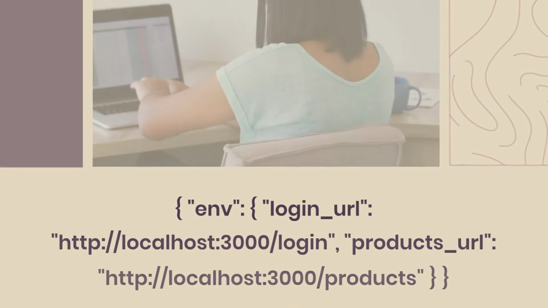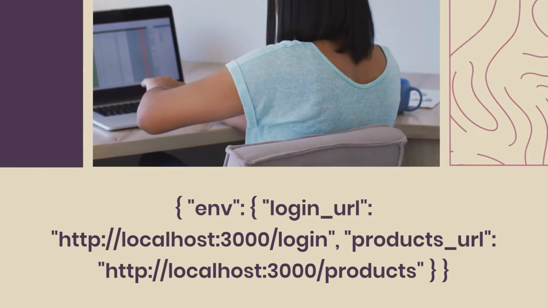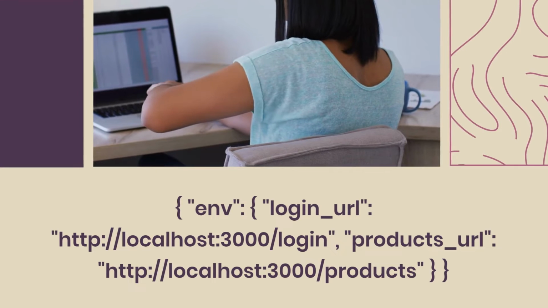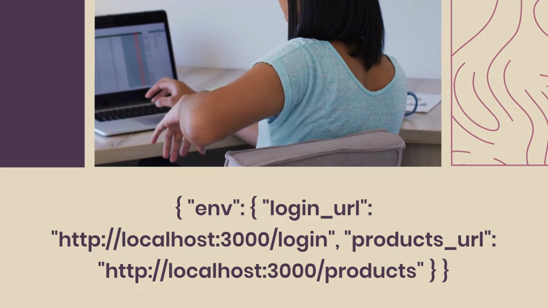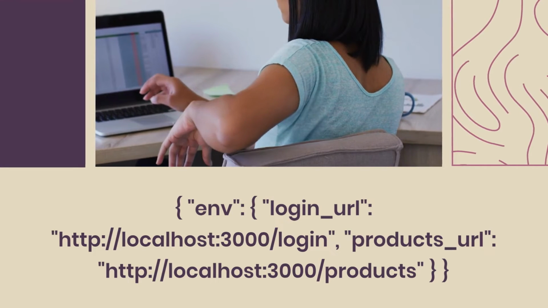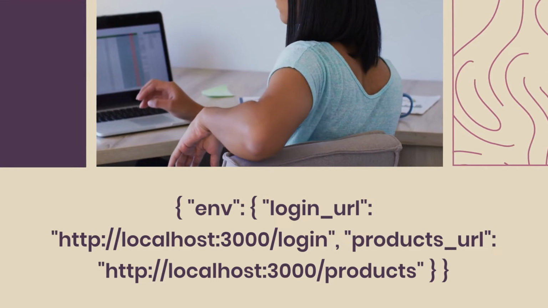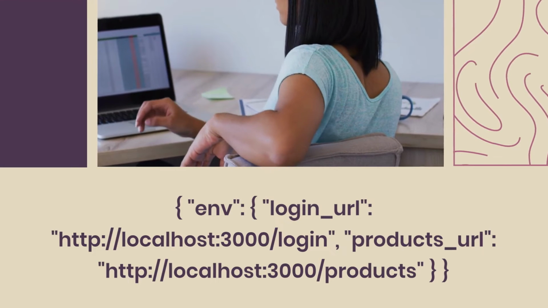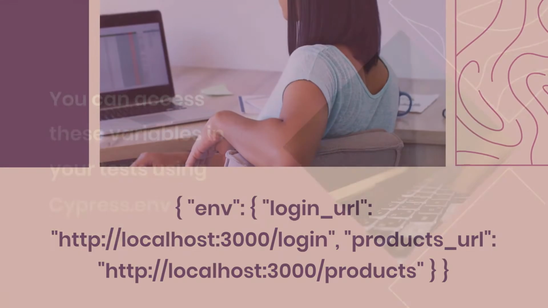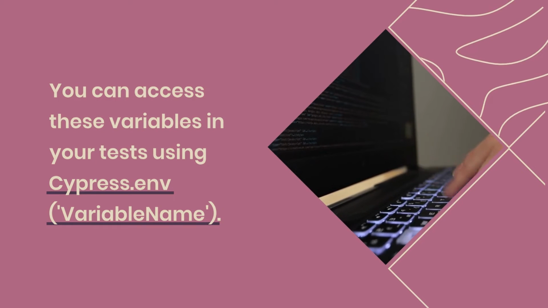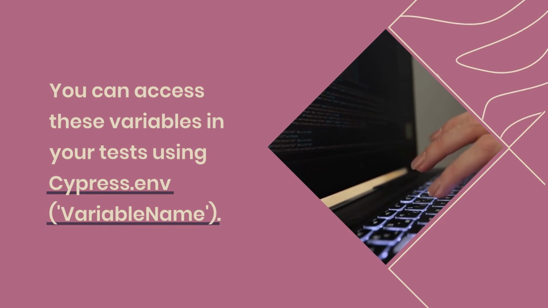For example: { "env": { "login_URL": "http://localhost:3000/login", "products_URL": "http://localhost:3000/products" } }. You can access these variables in your tests using Cypress.env('variable name').